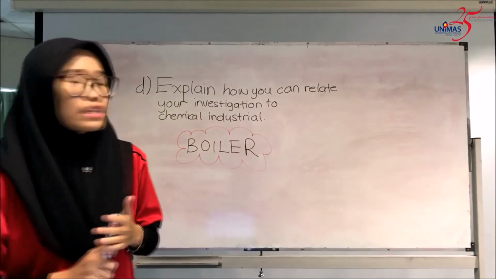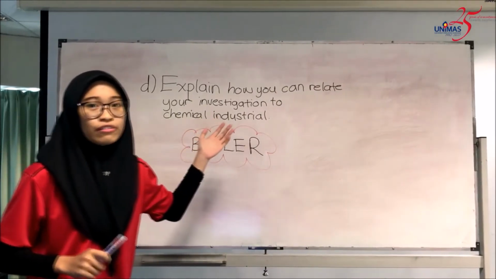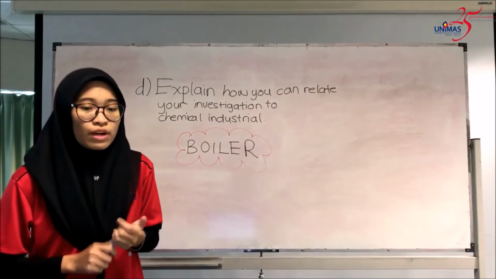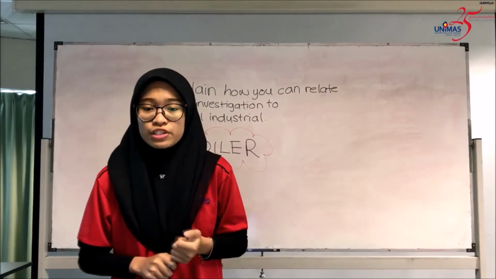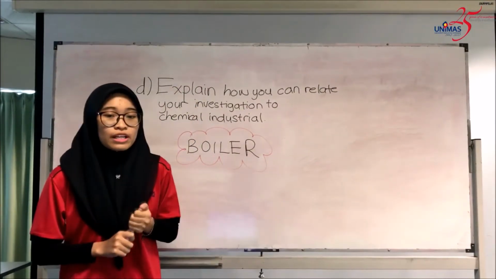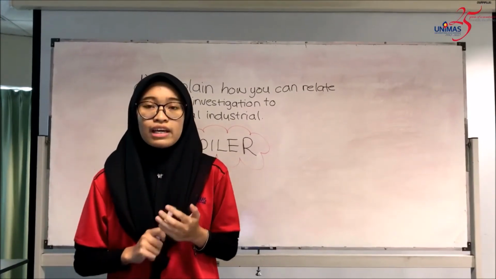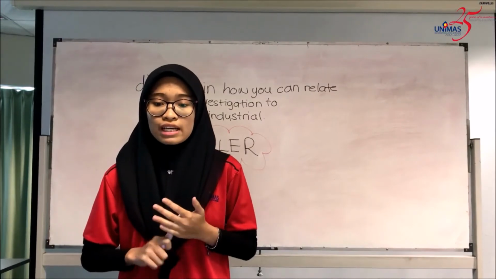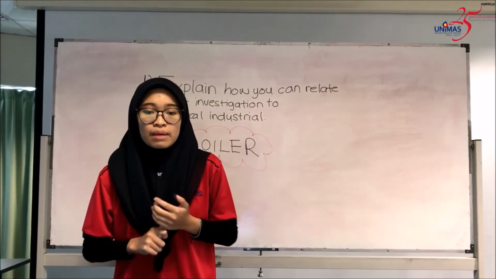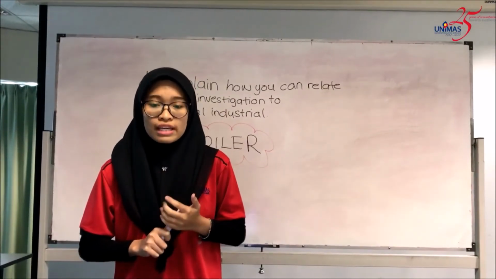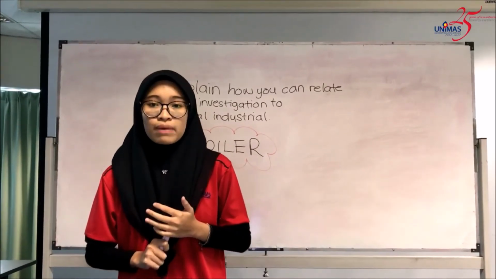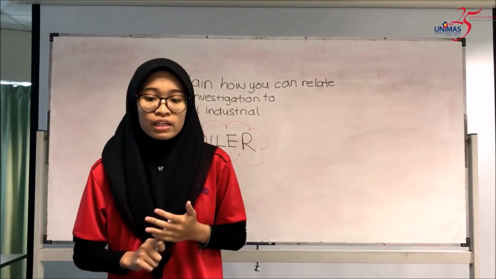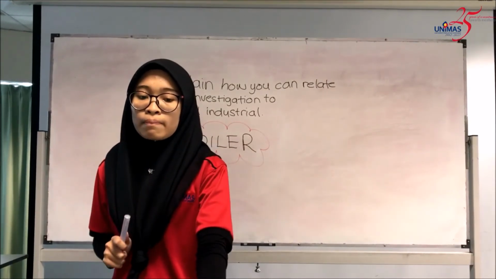Today I will explain about the chemical industrial application that relates to our question, which is question 4. One chemical industrial application is the boiler. A boiler is equipment that acts as a closed vessel which converts water inside it into steam. The chemical energy from oil or gas is converted into heat energy by combustion. Then the heat energy is transferred to the contained water through boiling.